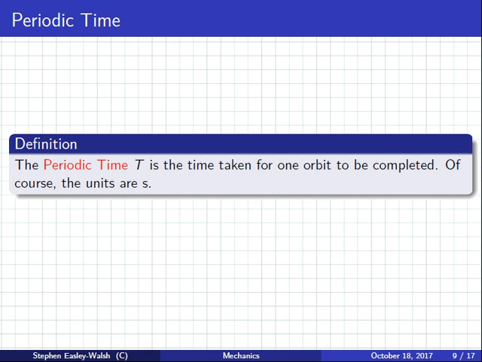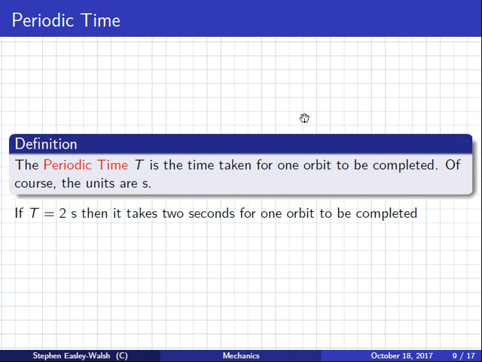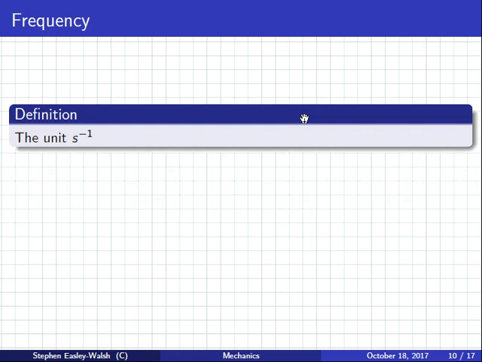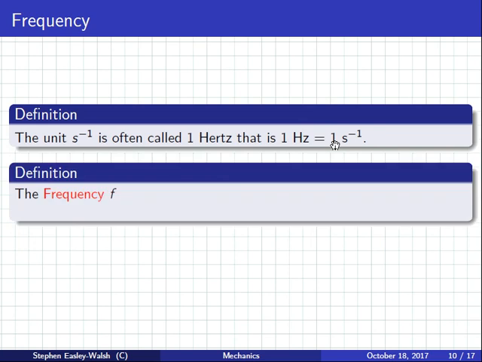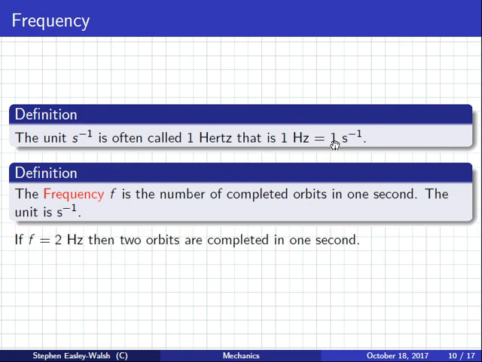Continuing. So for example, if the T is 2, then it takes 2 seconds for one orbit. Now, the unit per second, we call a per second a hertz. That is, 1 hertz equals 1 per second. So with this unit, we can have this new definition called the frequency, which is the number of orbits in 1 second, and the unit is per second, or the hertz.